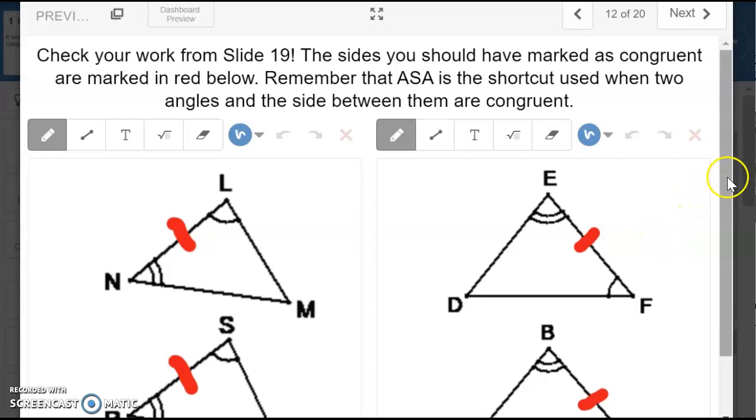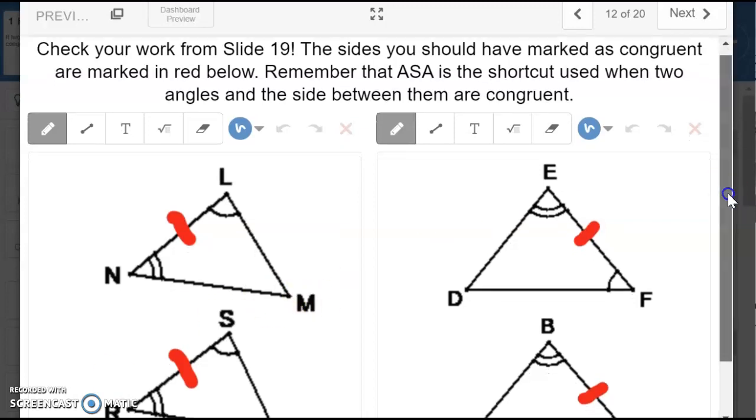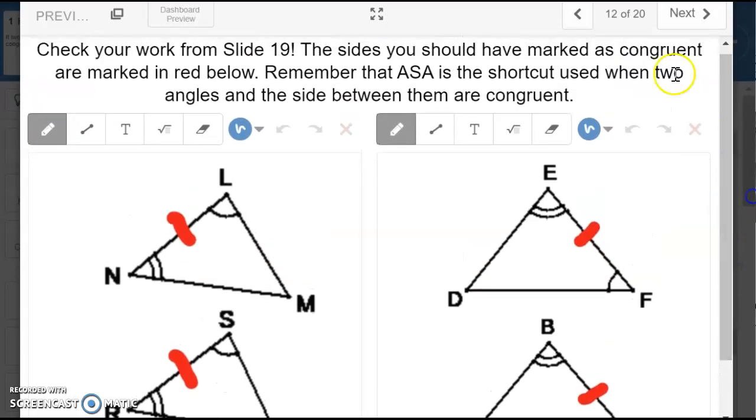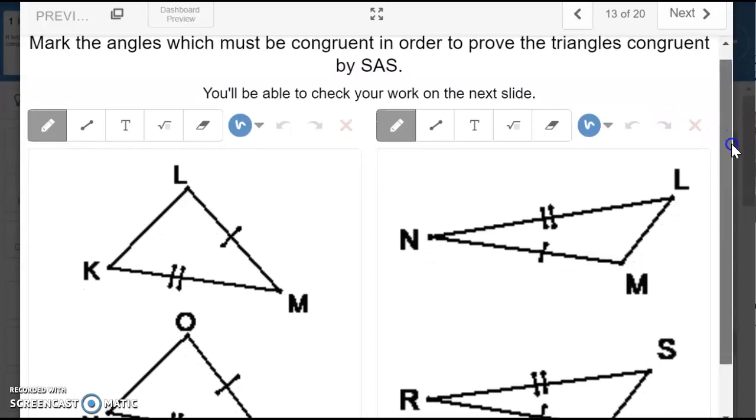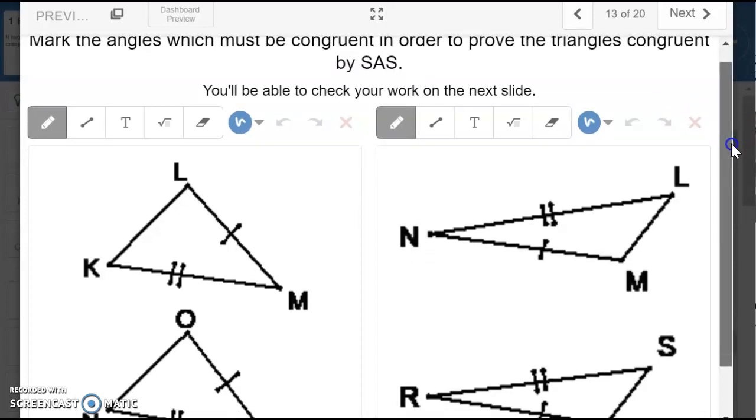Okay, check your work from the previous slide. It says slide 19, but it should be slide 12. The slides you should have marked as congruent are marked in red. And we got that, so we can move on. Alright, mark the angles which must be congruent in order to prove the triangles are congruent by SAS.